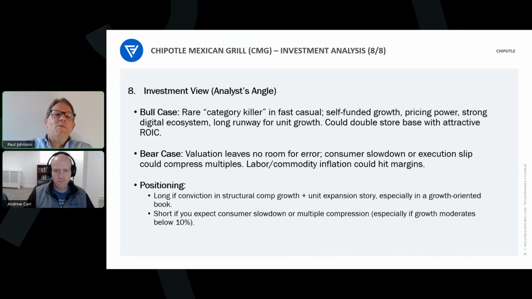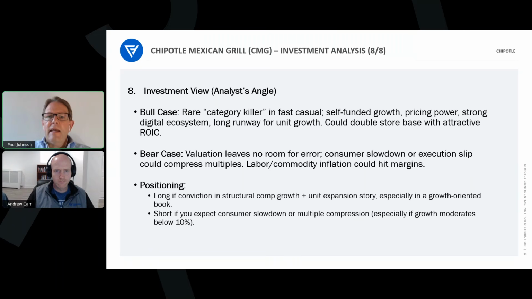And then I thought this was just terrific. At the 8th bullet in my recommendation, analyst angle. I was like, all right. I'm just going to remind people, I did a very simple prompt. All right. Bull case, rare category killer in fast casual, true. Self-funded growth, true. Pricing power, generally true. Strong digital ecosystem, I'm not so blown away, fine. Long runway for unit growth, certainly has been, we could ask that. Could double store base with attractive ROIC.